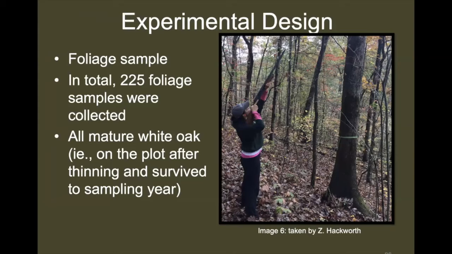So all of the samples that we collected from this population were foliage leaf samples. In total, we collected 225 foliage samples, and that was collected with hand pole pruner, and in most cases firearms, since the trees were so tall we couldn't reach the foliage samples. And we did sample all mature white oak on our study plots, and all that means as far as mature goes for this study is that the trees were on the plot after the thinning and have survived to the sampling year when we sampled these foliage samples.